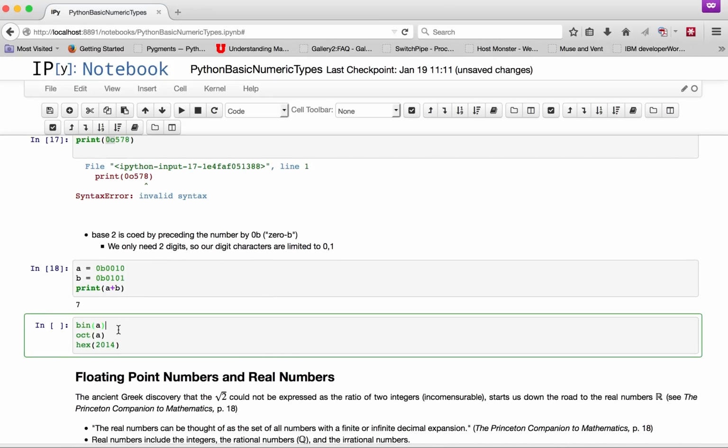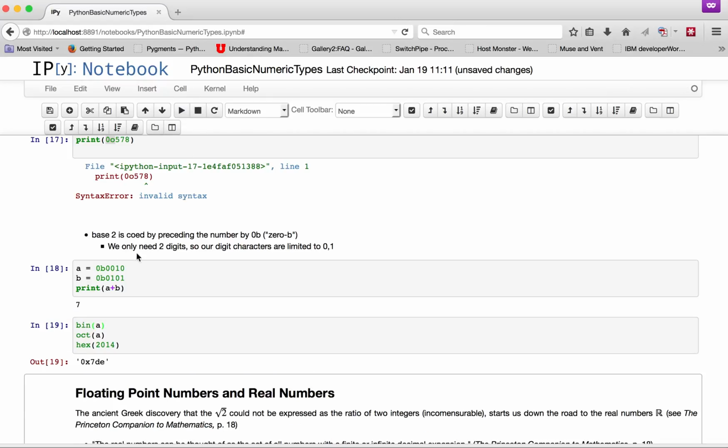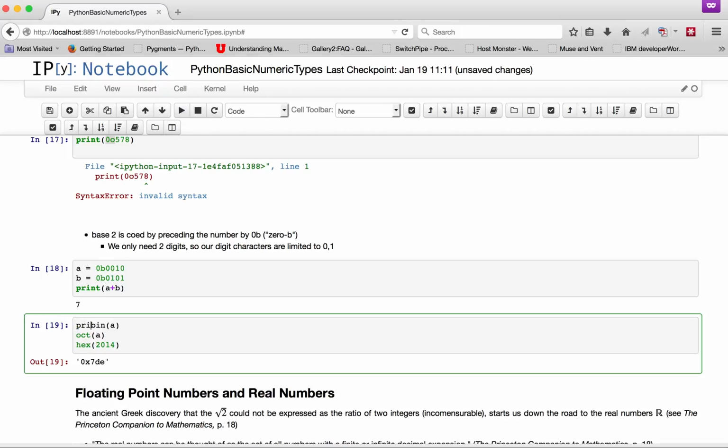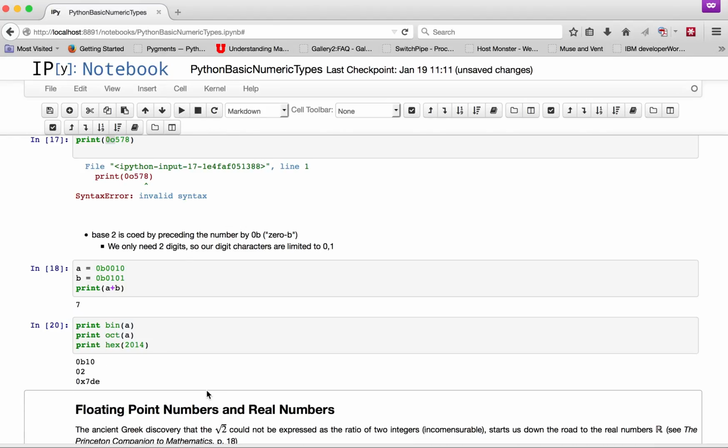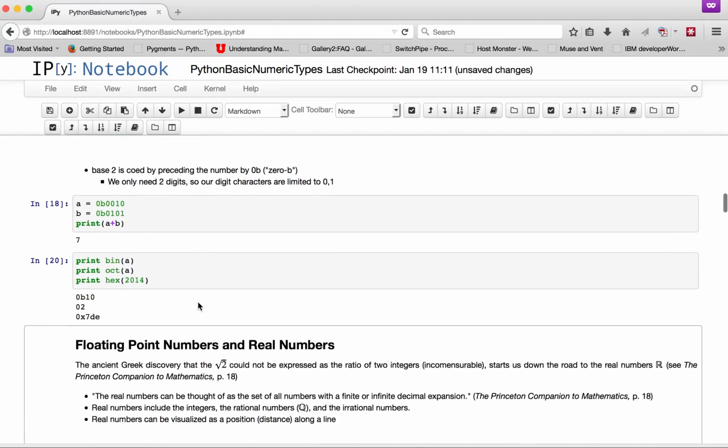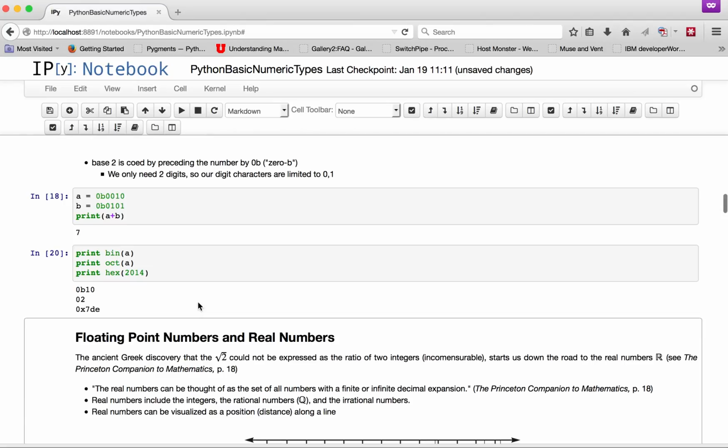Okay, we can take any number that we've defined and represent them in either binary, octal, or hexadecimal form. And here, let me add in different print statements. Okay, so that's basic introduction to integers.